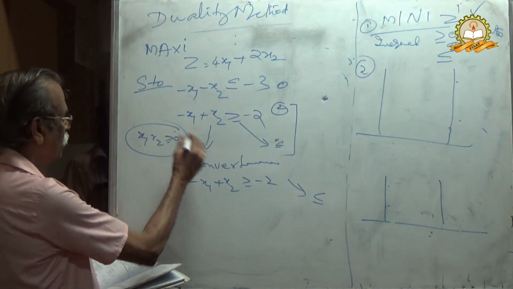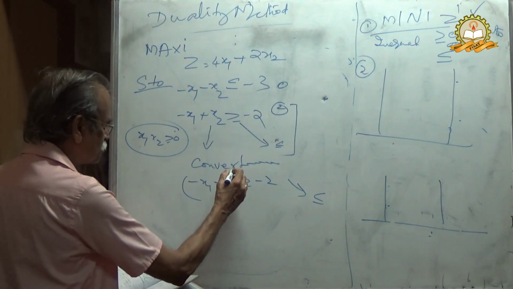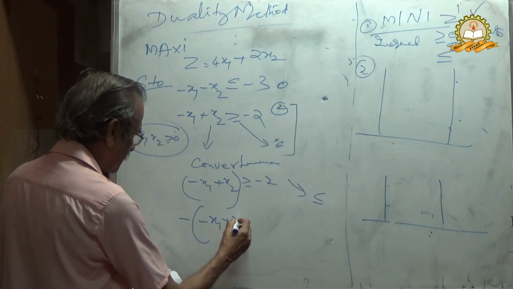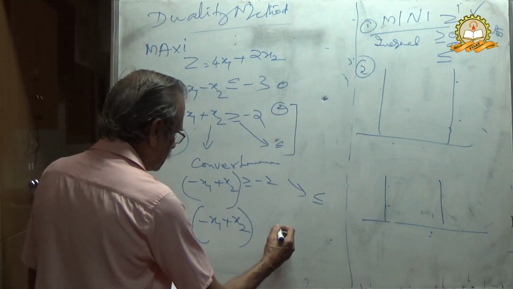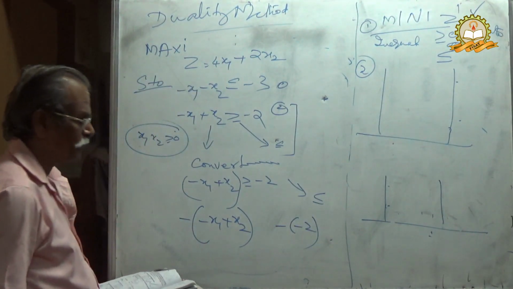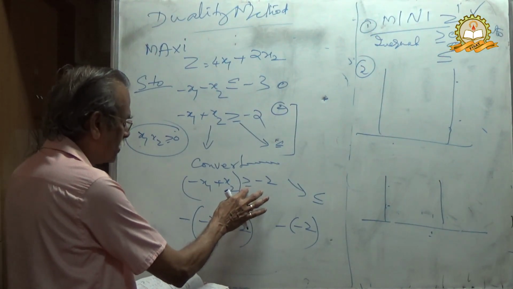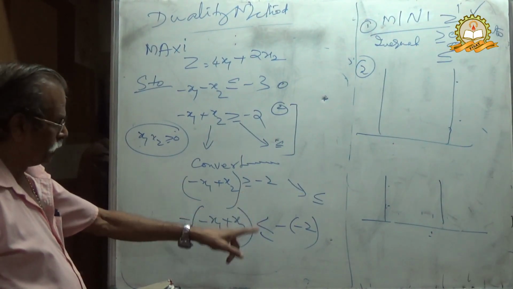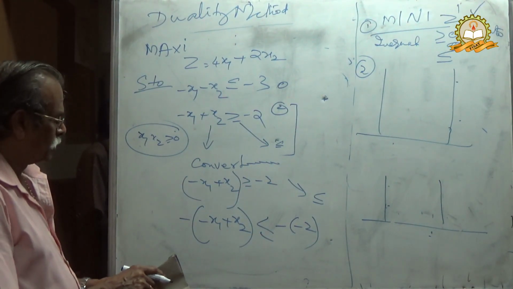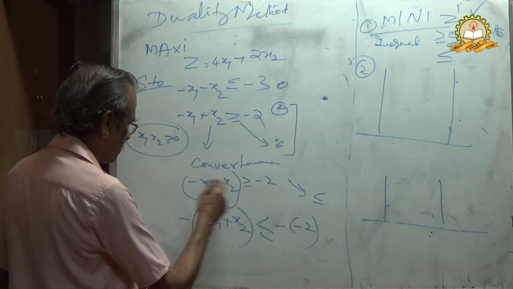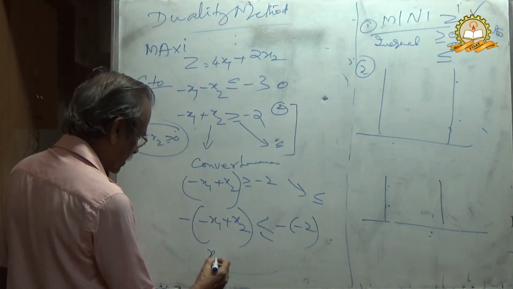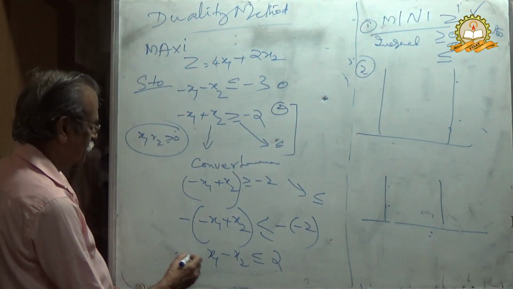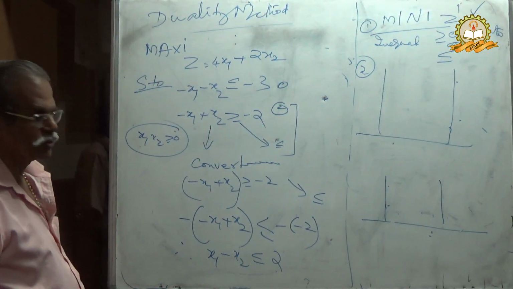For that, we multiply both sides by minus 1. When you multiply both sides by minus 1, the inequality greater than or equal to becomes less than or equal to. Therefore, this becomes x1 minus x2 less than or equal to 2.